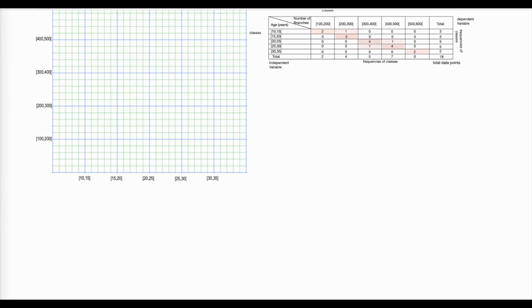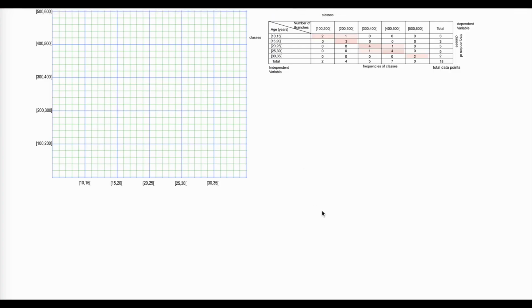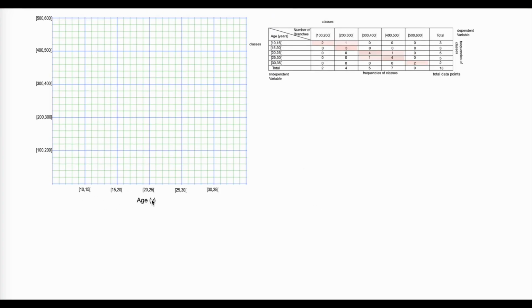I want to make a scatter plot from those data points. I need to label my axes. I have my x-axis and my y-axis, the age in years, number of branches. This is my y variable, and it's just a number, so I don't have to put a unit. This is the number of branches, and age is the name of the graph. You need to have a name of the graph. You need to label your axes.